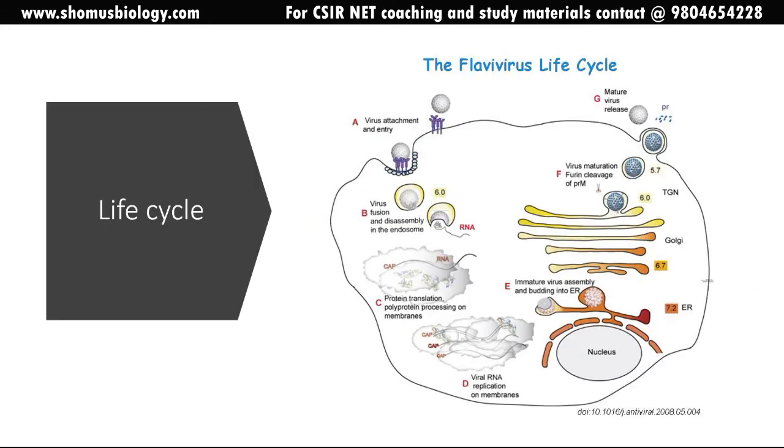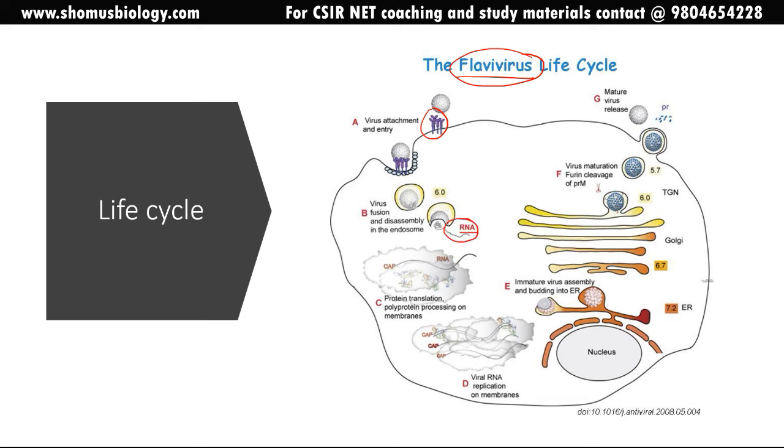Now let's look at the life cycle of the yellow fever virus. It's better to say the flavivirus life cycle, as there are multiple examples of flaviviruses, like West Nile virus and Japanese encephalitis, which belong to the same family. So the flavivirus life cycles are all the same. Virus attachment starts the process with a specific interaction, and then there is virus fusion and disassembly in the endosome.